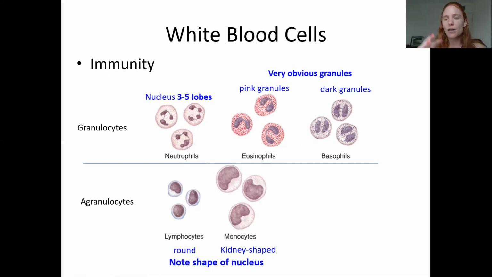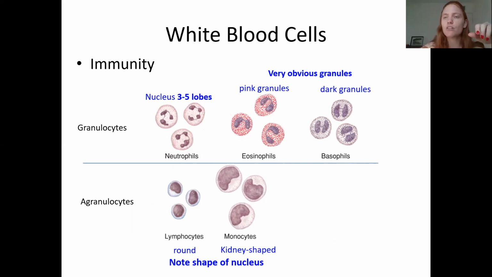So I like to think of these as purple grapes. That's what they look like in the microscope, just like a cluster of purple grapes. If you see a cluster of purple grapes, that's going to be the basophil. If you see a cluster of light pink ones, that's going to be an eosinophil. Now, the distinguishing characteristic for the neutrophil is not actually the granules, it's the nucleus.